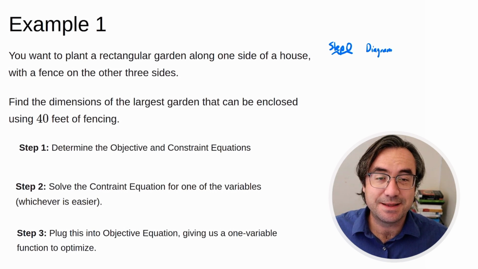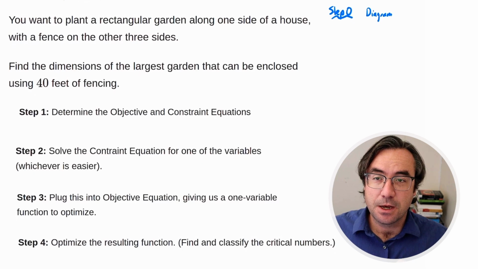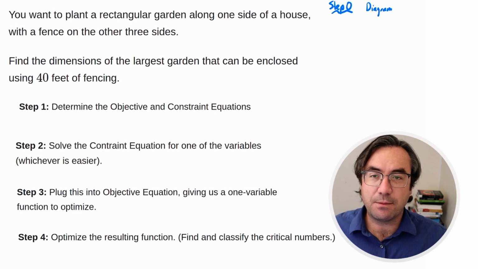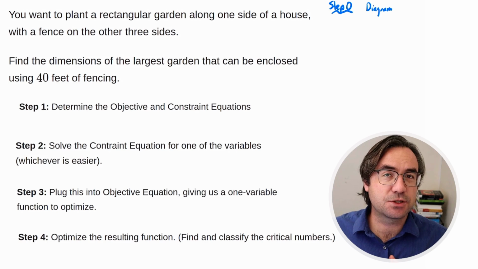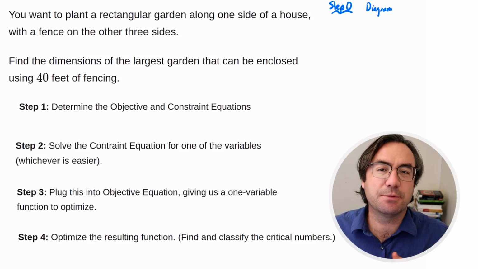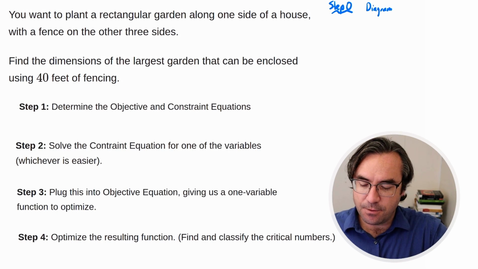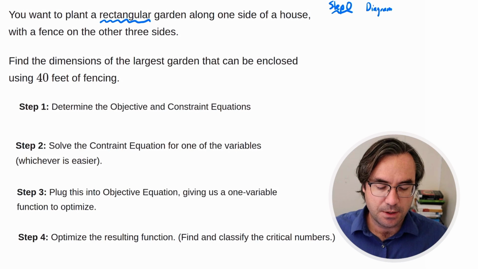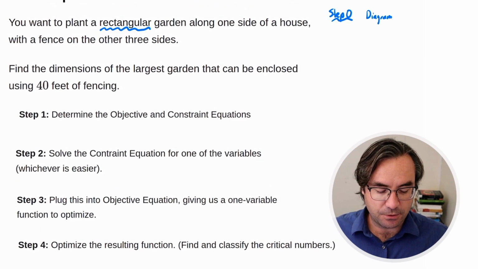So usually this helps. All right, so let's go back through the problem and look for keywords that describe the geometry of what we're doing. And we see it right here. We want to plan a rectangular garden. So let's get a rectangle going.